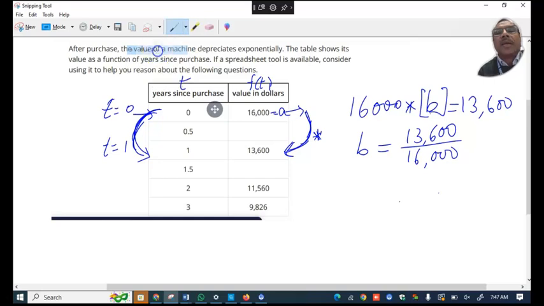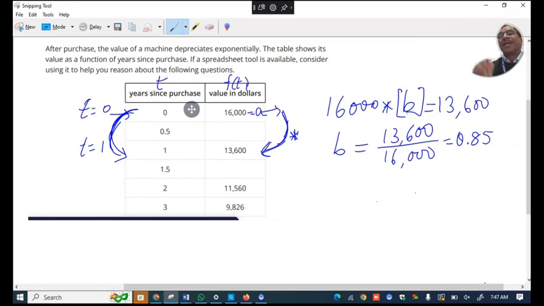So this will be equals, using the calculator. Misael, can you help me? What do you get for the calculator? Somebody help me, 13,600 divided by 16,000? Yeah, 0.85.